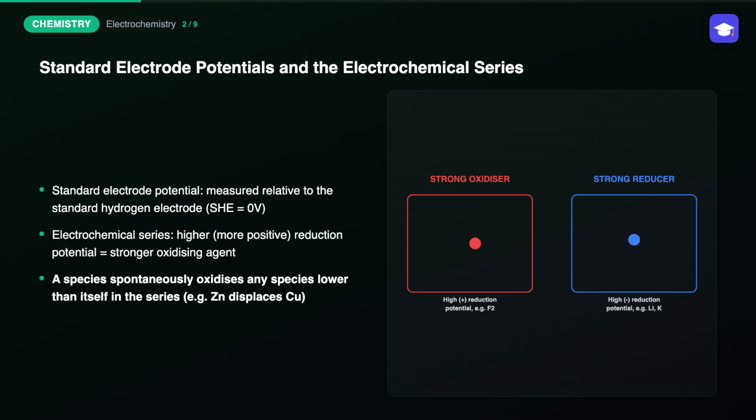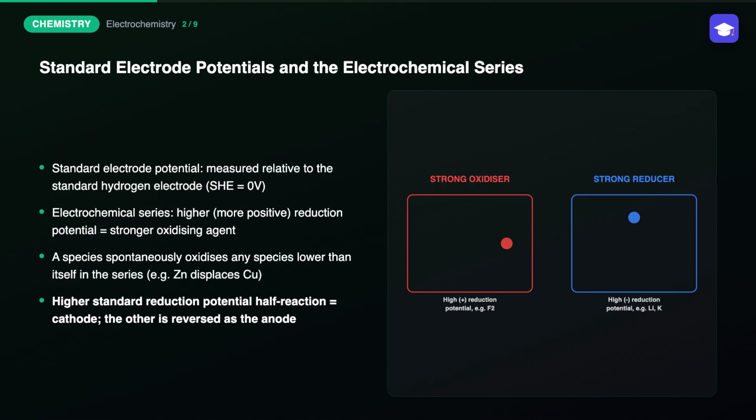This series also reliably predicts whether a specific reaction between any two given species will actually occur spontaneously. A species will spontaneously reduce, and therefore oxidize, any other species that appears lower than itself in the reduction potential ordered series. This specific principle is exactly why zinc metal spontaneously displaces copper from copper sulfate solution. Zinc sits considerably higher on the reducing strength end of the series than copper does.